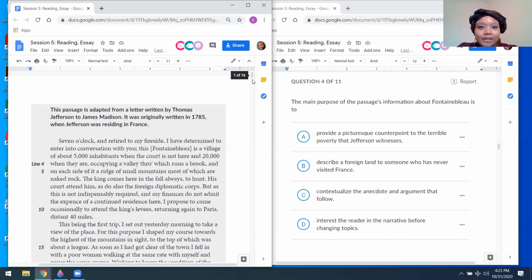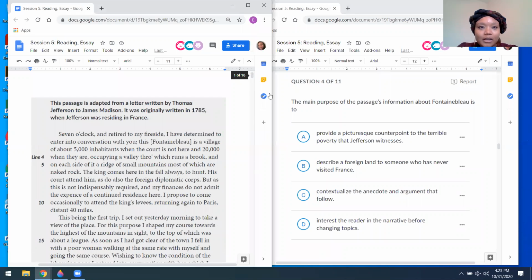And what you said made a lot of sense. Let's look at what answer A says. It says provide a picturesque counterpoint to the terrible poverty that Jefferson witnesses. What does picturesque counterpoint mean? Right. Like describing in so much detail that you can actually imagine it.